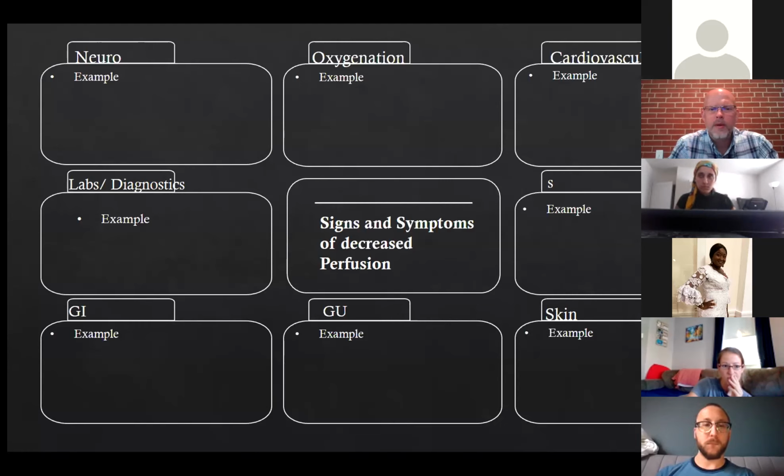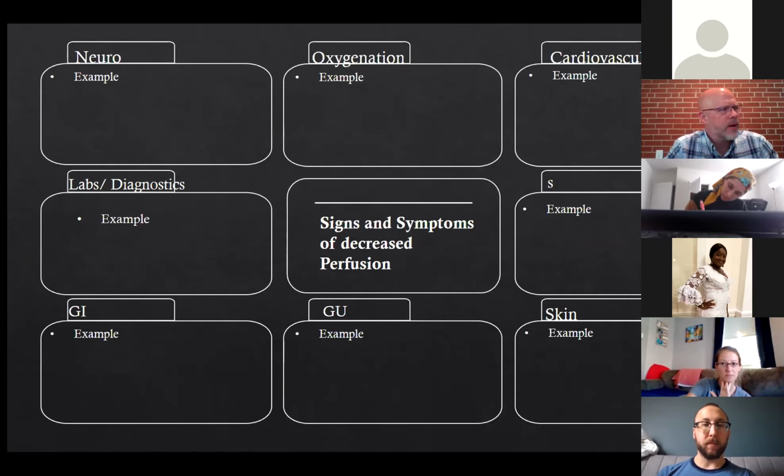Rising BUN and creatinine. Are you trying to connect that through a neuro because of the change of mental status from the uremia? Is that where you're going? Exactly. BUN and creatinine, I would probably stick under GU. But as you know, if I've got an elevated BUN, uric acid and uremia can cause changes in mental status just because of the toxins that are building up in the bloodstream.